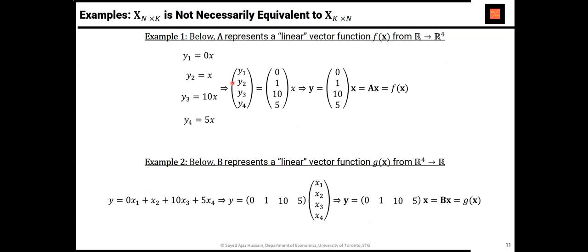So you can see why, even though with vectors it didn't matter whether you worked with column or row versions, with matrices it does matter, because a matrix is describing a linear vector function from the domain of R to the number of columns, or k, to the number of rows, or n.